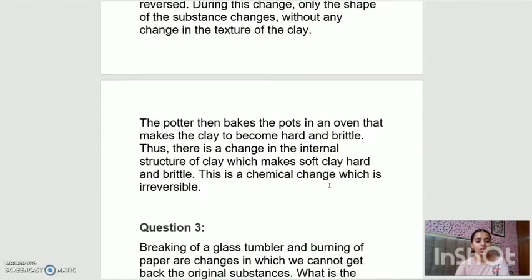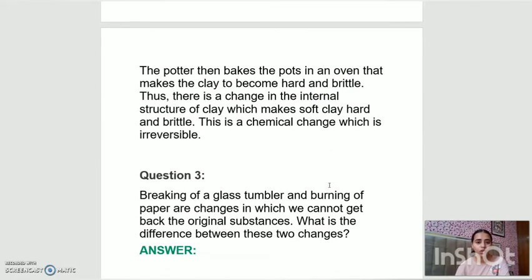Then the potter bakes the pot in an oven, which makes the clay become hard and brittle, right? Thus there is a change in the internal structure of clay which makes soft clay hard and brittle. This is a chemical change which is irreversible. So there are two processes: one is reversible, which is physical, and another is chemical, which is irreversible.